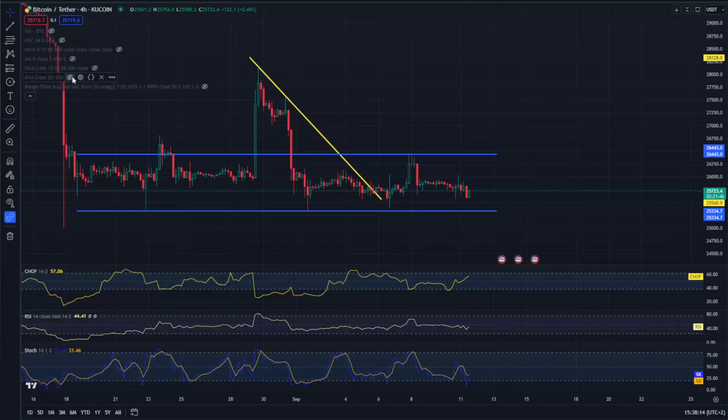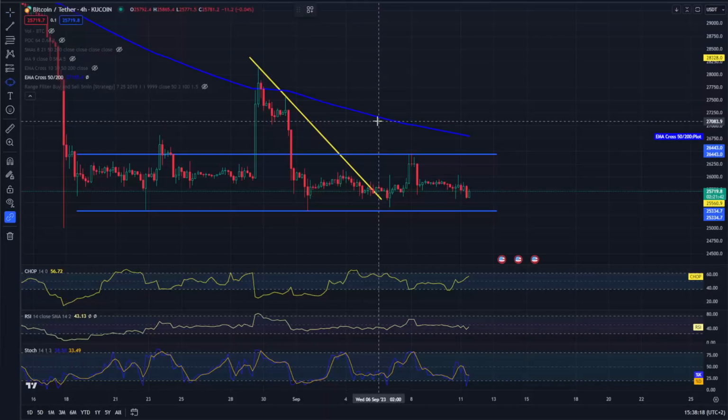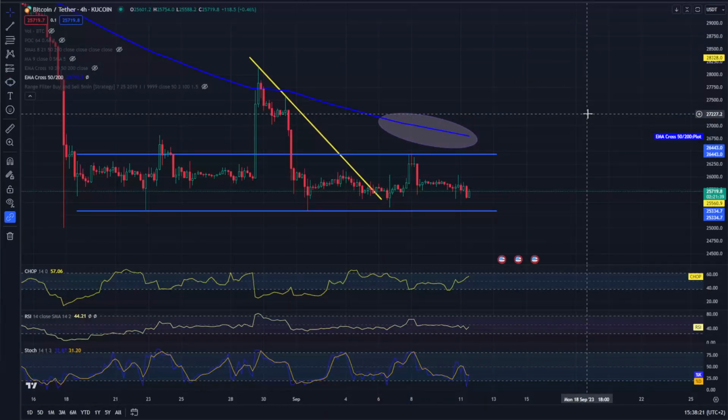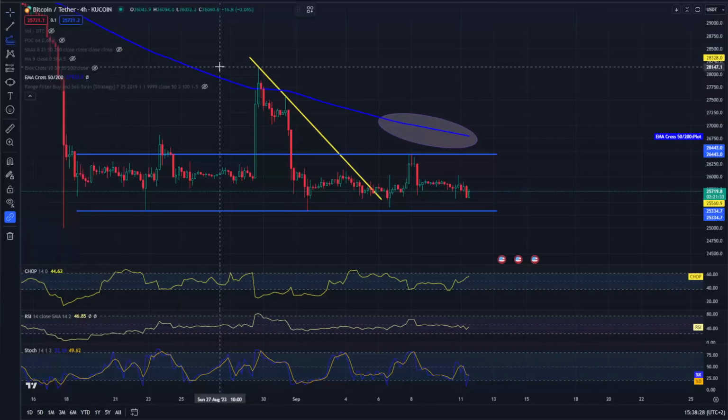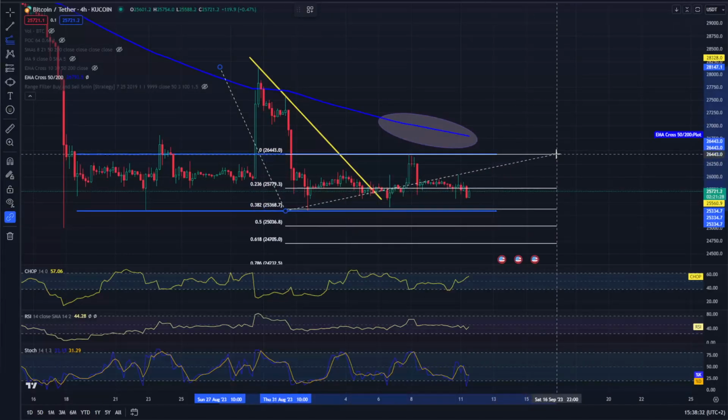When we turn on EMA cross 200, we see that the exit attempt was unsuccessful and we are still in the ongoing downward trend. Now we can move on to marking support areas in the event of a correction. For this purpose, we will use the trend-based fib extension tool.